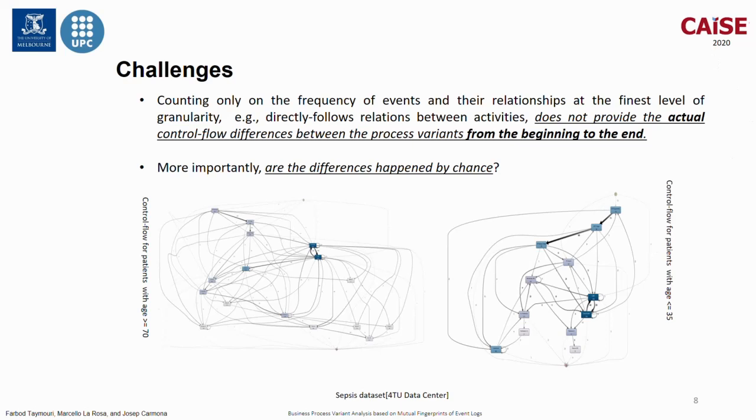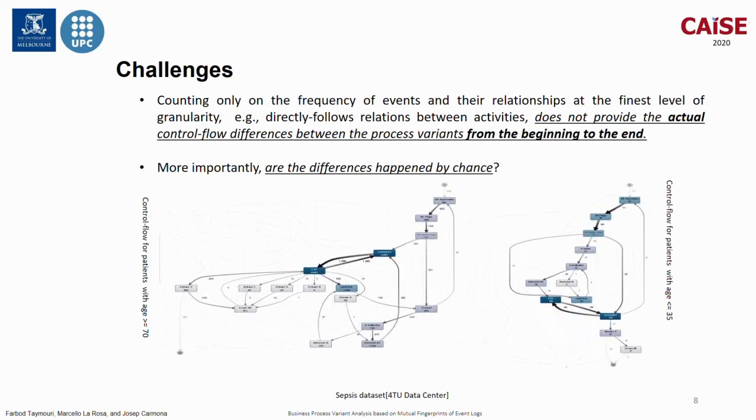All the previous works rely on counting the frequency of each activity and its direct relation to the other activities. This gives rise to a directly follows graph. For example, the following directly follows graphs show the control flow for patients with sepsis infection, one for age older than or equal to 70, and the other for age younger than or equal to 35. Obviously, there is no clear control flow from the beginning to the end in each process variant.